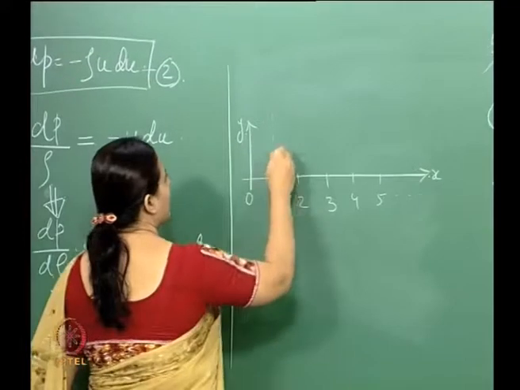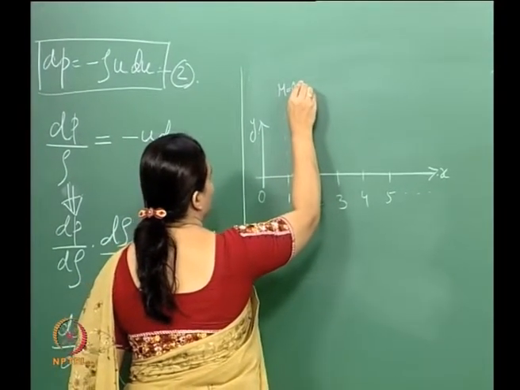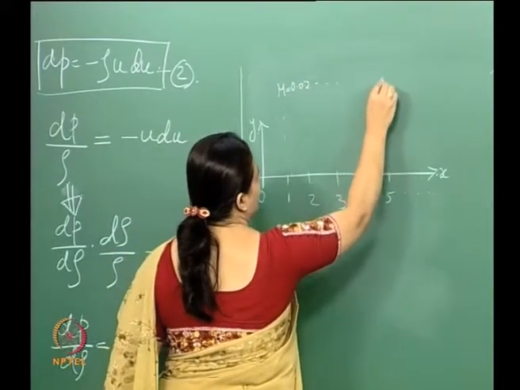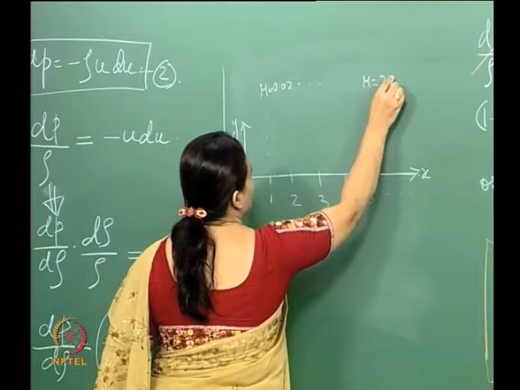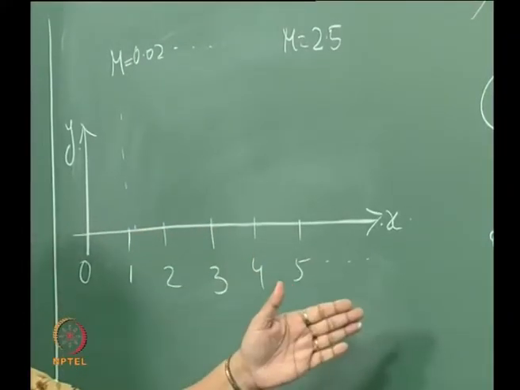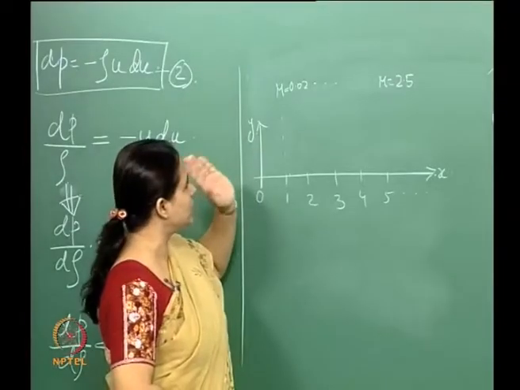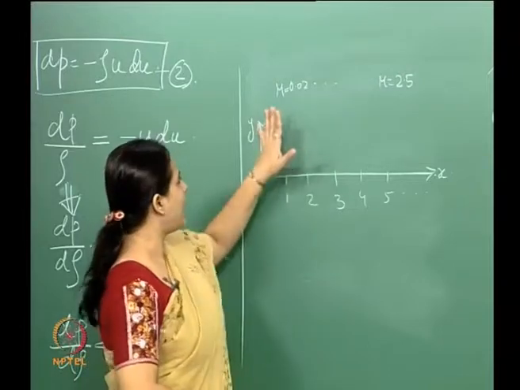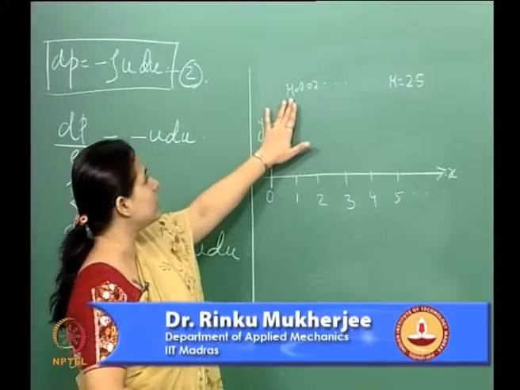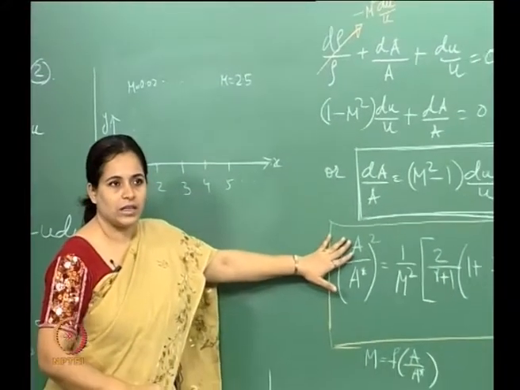Now this is a Mach number which I am going to give. So say this is Mach 0.02 and then it goes up like that. Say here Mach is equal to 2.5. As I move along this distance, I am also going to change the Mach number of my flow, and corresponding to this change in Mach number, I am calculating the area change.